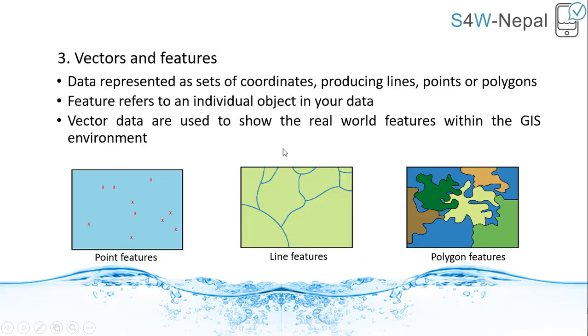Third, vectors and features. Vectors are data represented as a set of coordinates producing lines, points, or polygons. When anything that we can observe on the landscape, including roads, rivers, trees, houses, schools, etc., are represented in a GIS application, it is known as a feature. Simply, feature refers to an individual object in your data. Vector data are used to show the real-world features within the GIS environment. Here we can see the example of vector point features, line features, and polygon features.